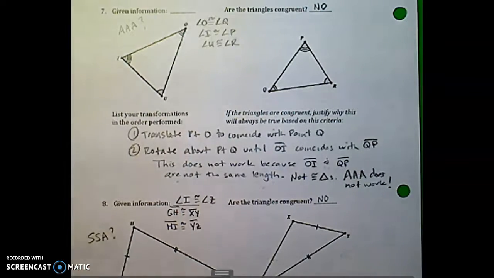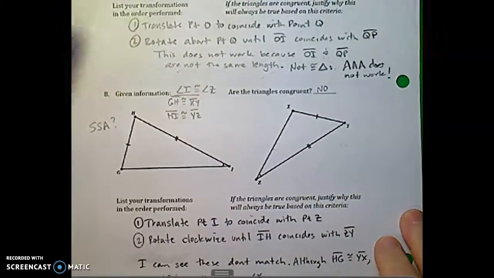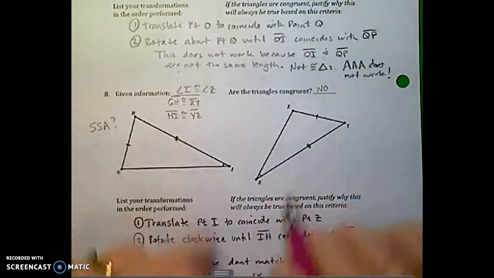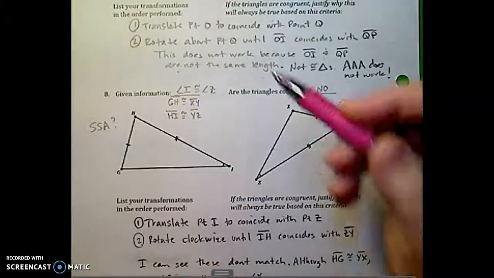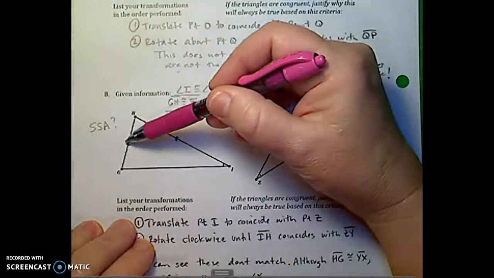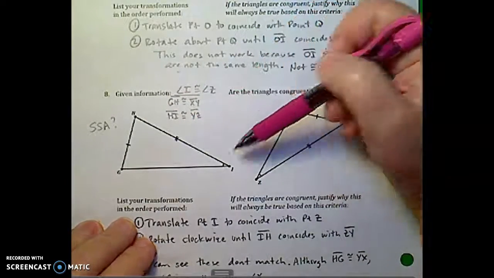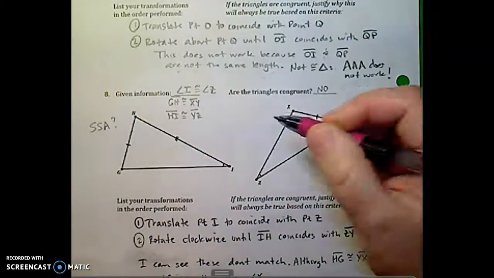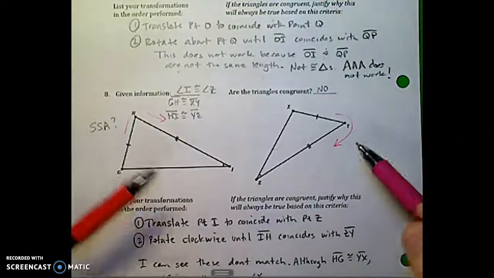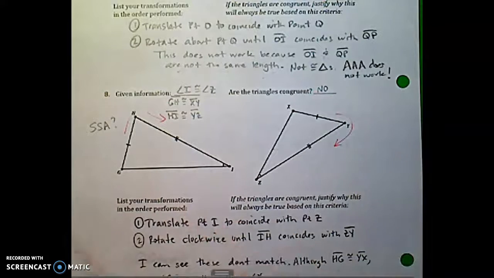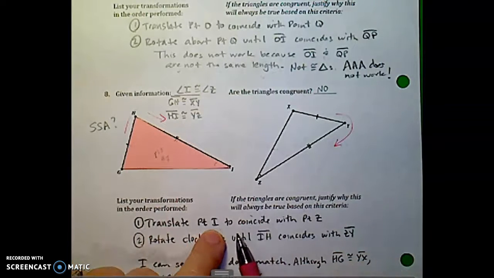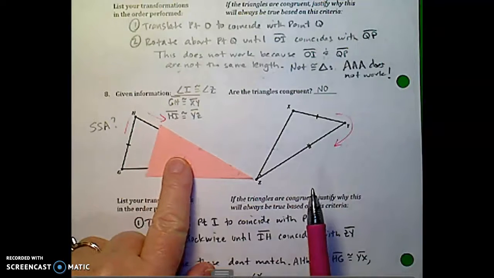Okay, the next one, if we look at the given information in the triangles, we have I and Z and a couple of the sides, so you can see what those are. So if I follow this around, it would be side, side, angle, matches side, side, angle. So I'm kind of walking and talking my way around the triangles there. Side, side, angle. So let's see if this one works. So again, I have my triangle here. I'm going to translate point I to point Z. Just move that over like this.